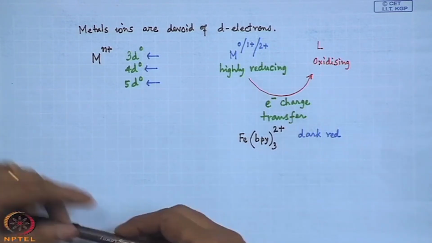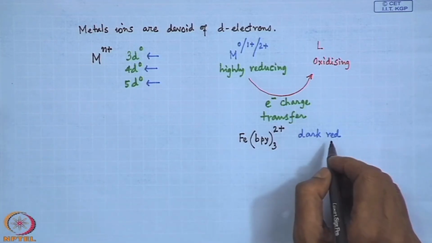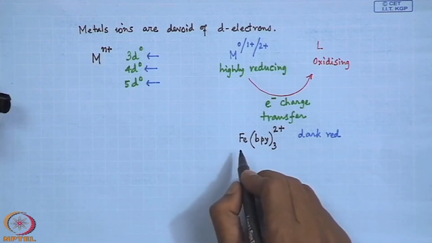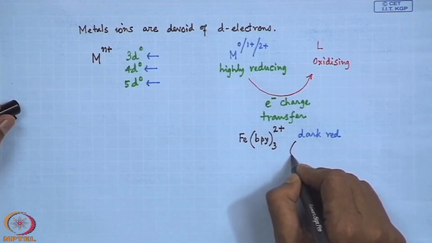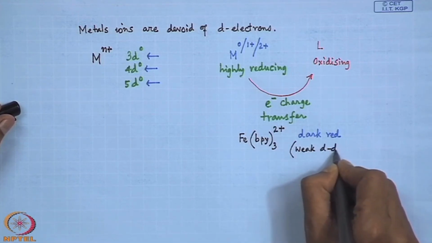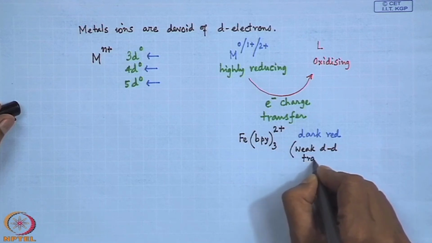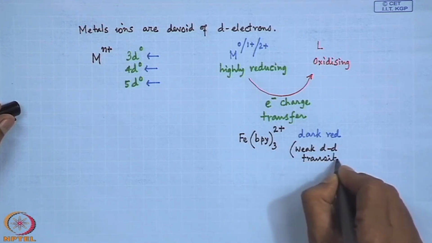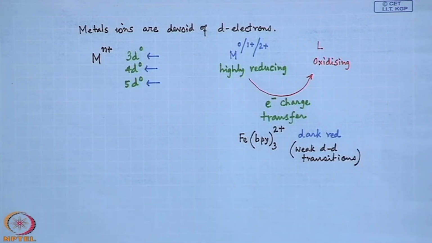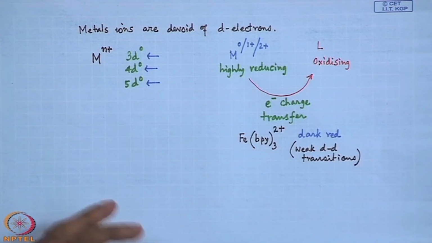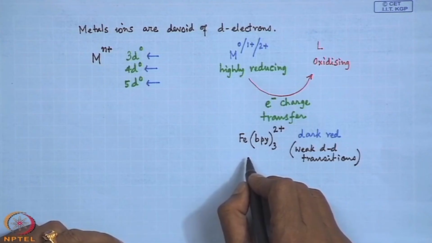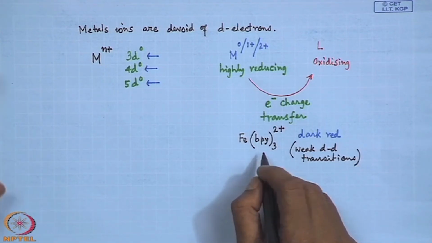And the intensity of this color, that means the dark red color, is due to only the charge transfer transitions. And in some cases we can also have some underlying weak d-d transitions, but it would be very difficult to detect that very weak d-d transition, which is basically overlapping with the corresponding charge transfer transition, which is of very high intensity.